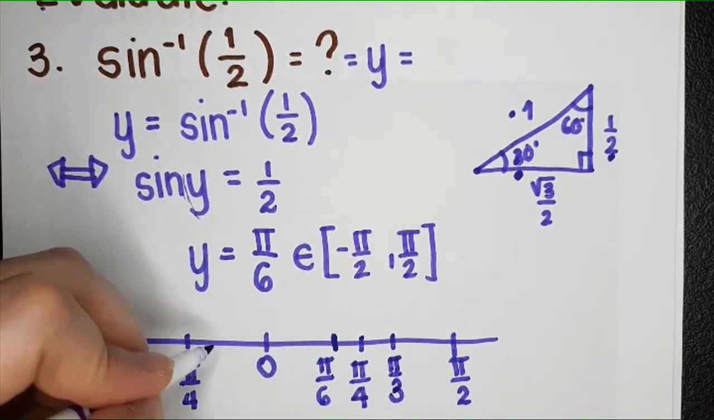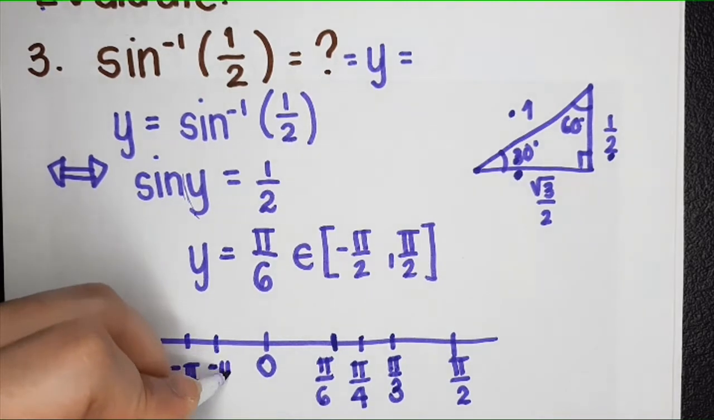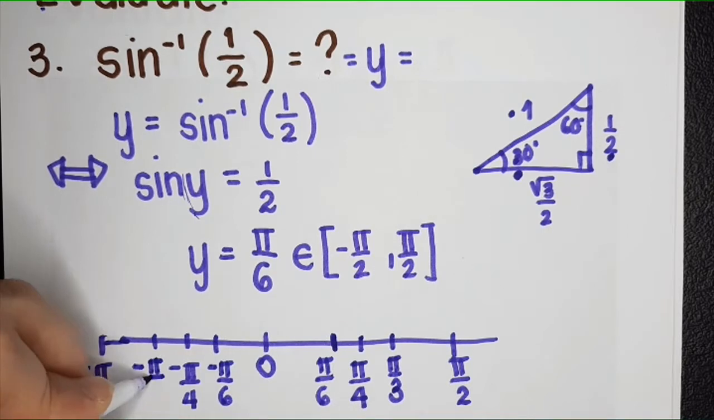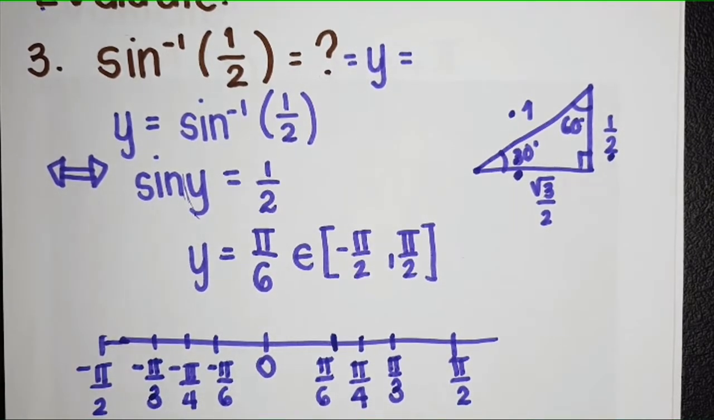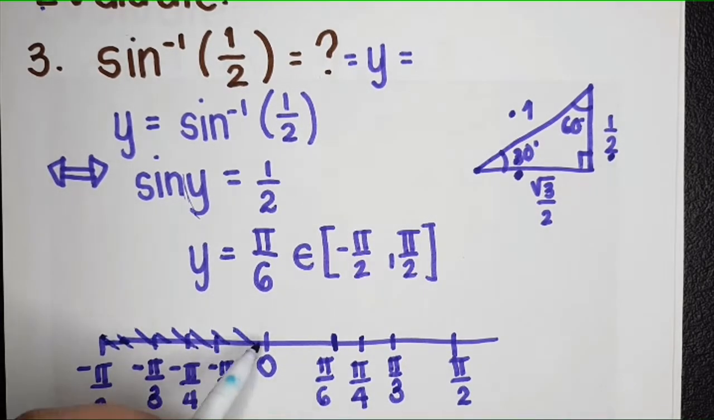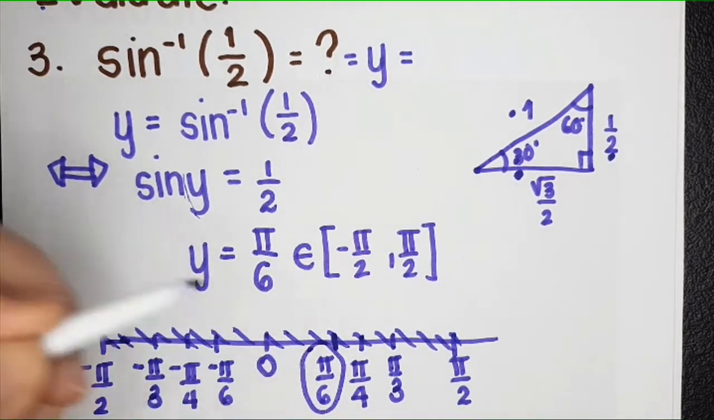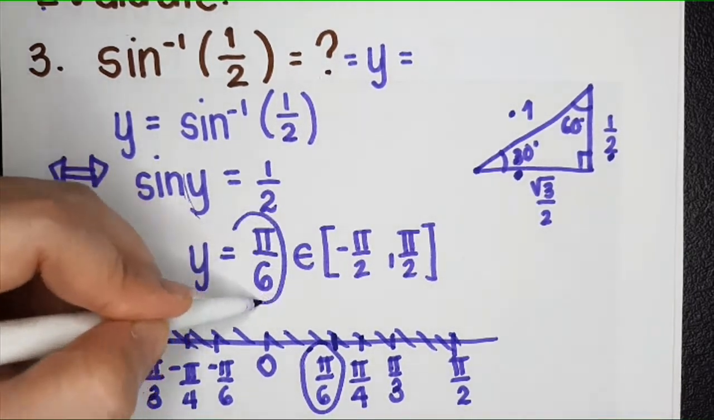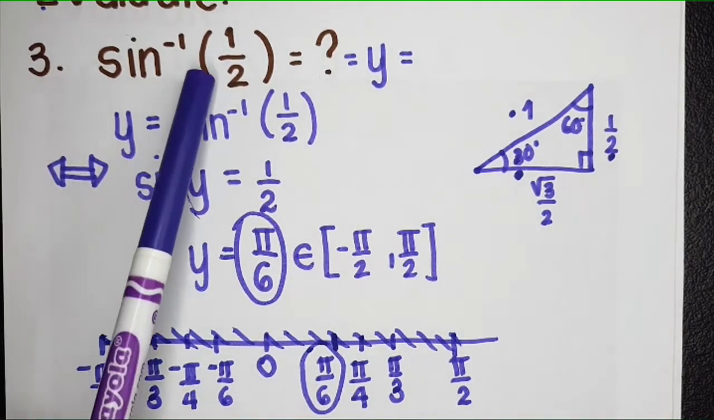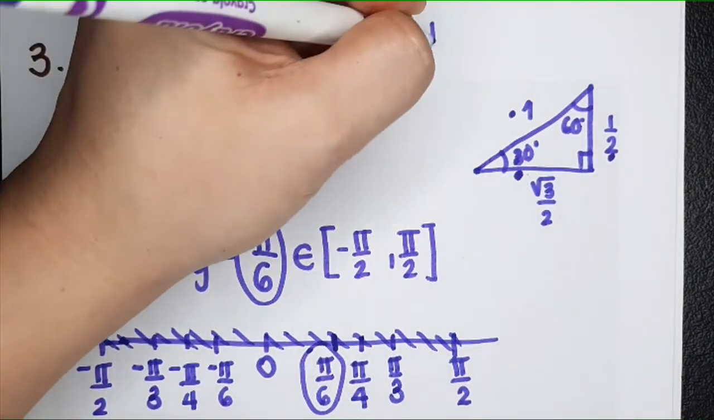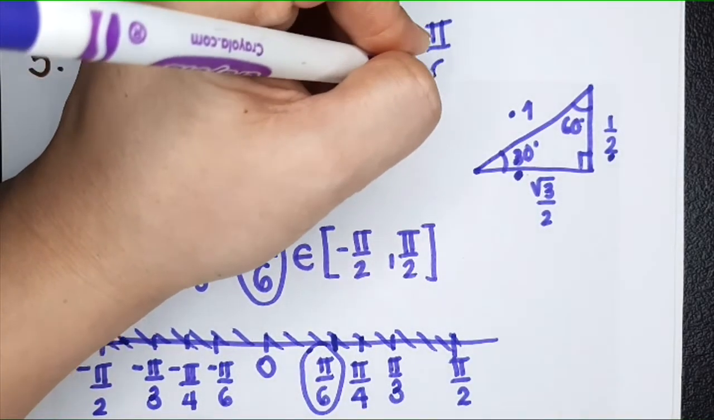Okay? Of course, yung mga negative counterpart niya, nandito lang yan. This is negative pi over 6. Andito ang negative pi over 3. Okay? So, we are considering this interval. So, it's very clear that pi over 6 is in that interval. Ito siya, oh. Okay? So, ito ang final answer. So, ang value ng sine inverse of 1/2 is equal to pi over 6.